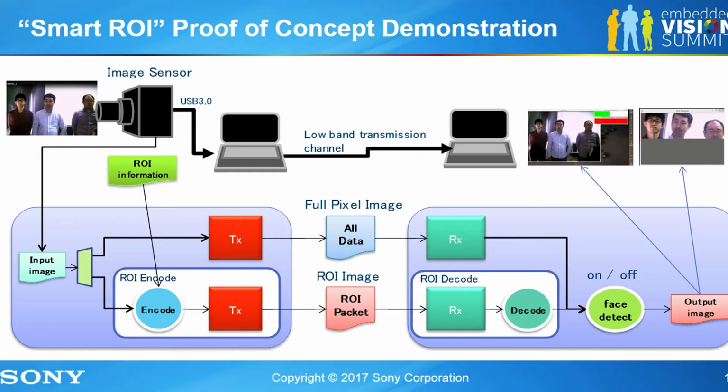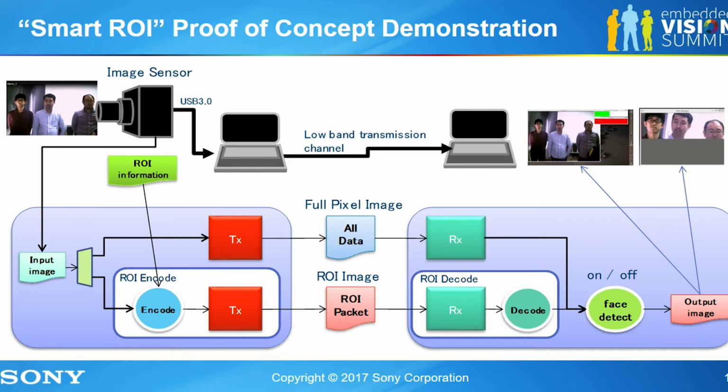So the proof of concept demonstration is composed of this kind of diagram, using the image sensor. In this case, the ROI function or encode function will be implemented in the PC, and through the low band channel, another PC processes the ROI decode and additional functions like face detection.